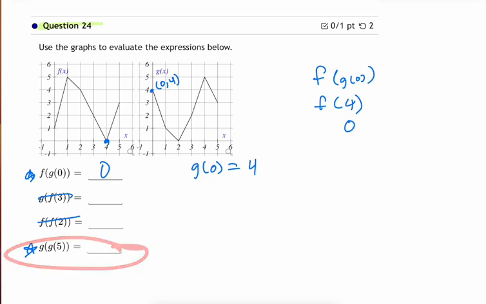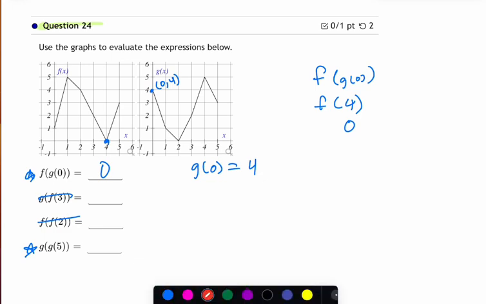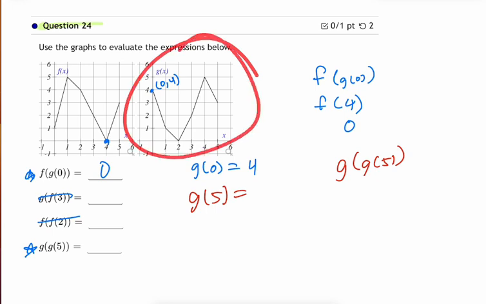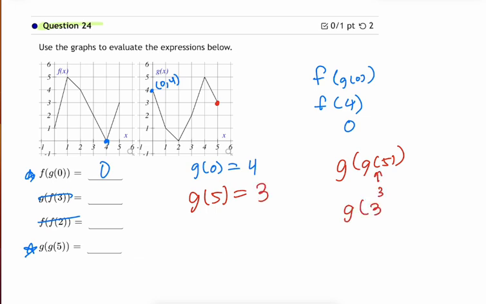Now let's do this one. You will see we have g of g of 5. So we're going to use the g function twice. So if I say g of 5, we are starting with g of 5. Start from the inside out. So if I go on to my g function, which is this one, and I find an x value of 5, I'm at the point 5, 3, so that's 3. When I look at 5 on the g function, I am at a height of 3.